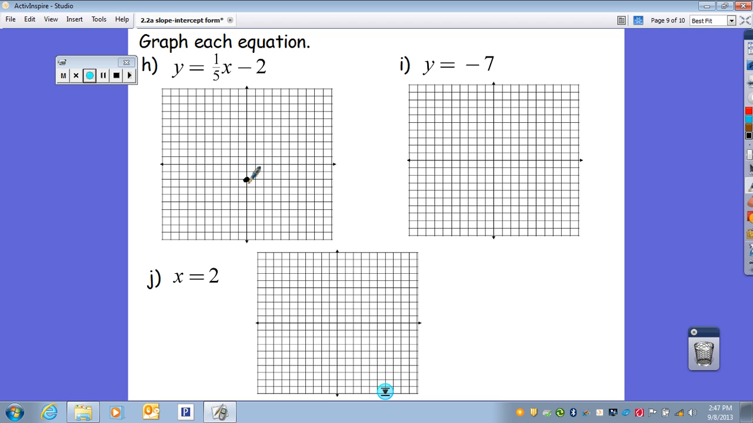So we'll put our pencil on -2, our y-intercept, and from there we'll do our slope, which is rise 1 and run 5. 1, 2, 3, 4, 5. That's where my next point should be. And then we can go again, up 1 and over 5. And then we can draw our line from there.